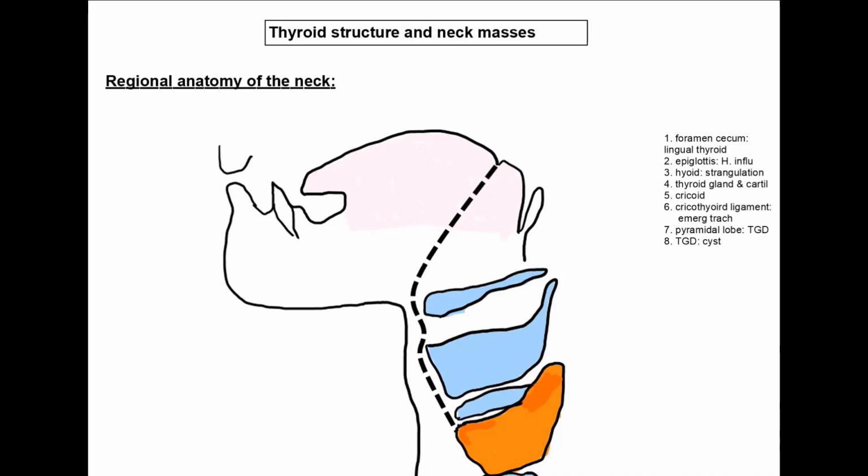You can see I've pre-drawn a median view of the neck, and I've written over on the right side the list of structures that we need to place on it because they all have clinical relevance.